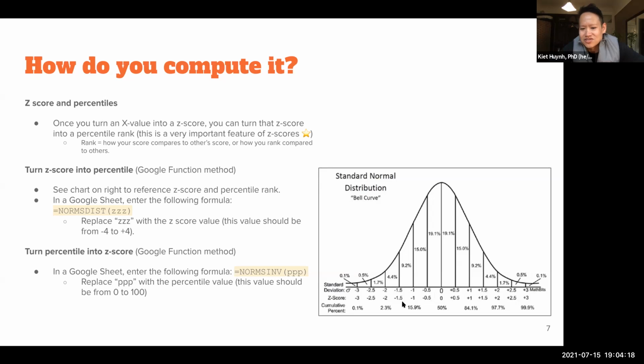So this table is just to show you how Z-score and standard deviation are related to percentile rank. And you see here Z-score and standard deviation are the same. You have a +1 Z-score, you have +1 standard deviation.